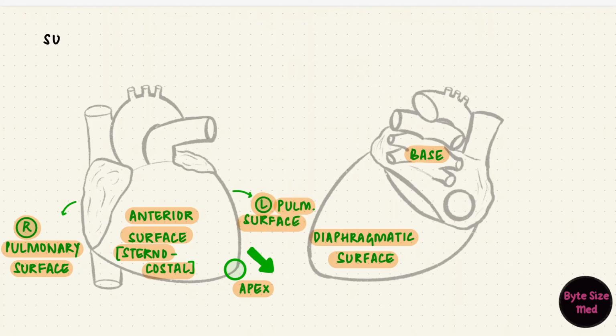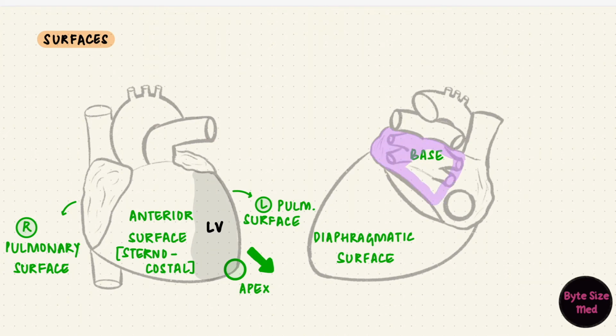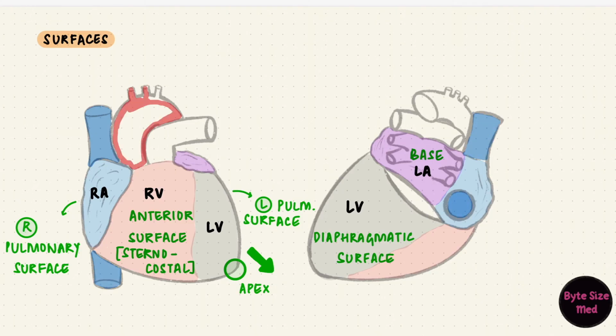The four chambers of the heart, that's the two atria and the two ventricles, right and left, contribute differently to the surfaces. The apex of the heart is mostly the left ventricle. The base is mostly the left atrium. The diaphragmatic surface, again mostly the left ventricle. And the sternocostal surface is mostly the right ventricle. The left pulmonary surface is mostly the left ventricle, and the right is mostly the right atrium. Now, I say mostly because other chambers do contribute. These ones just make up a major part of each surface.